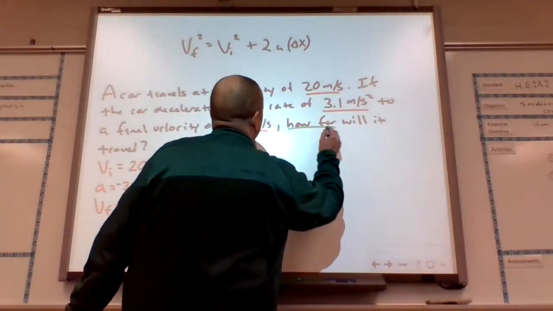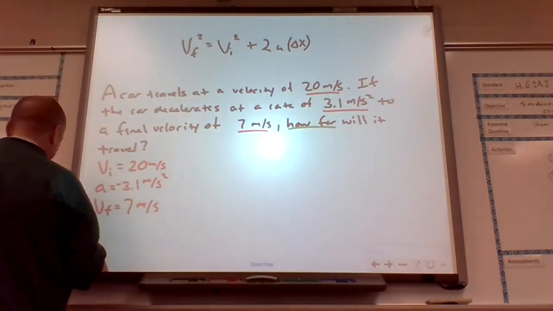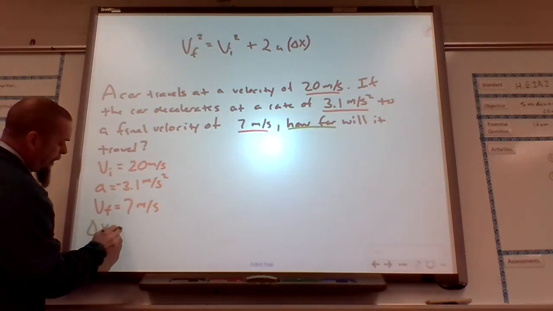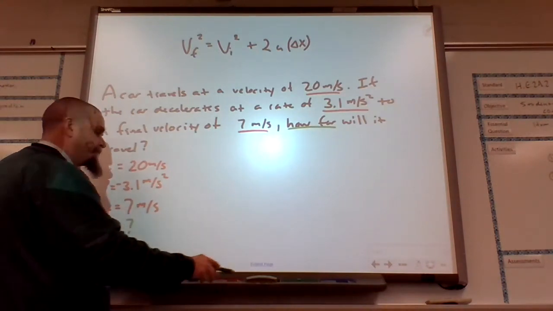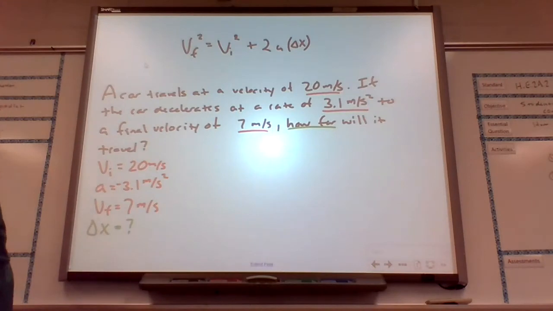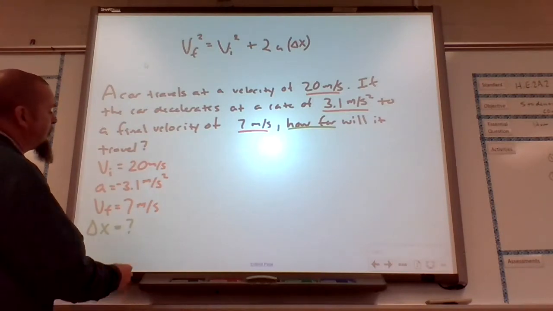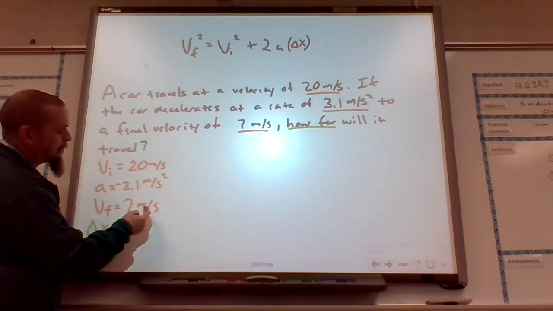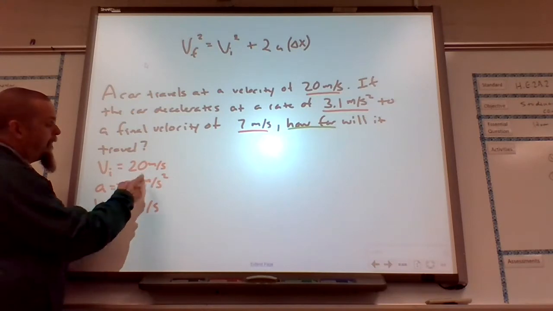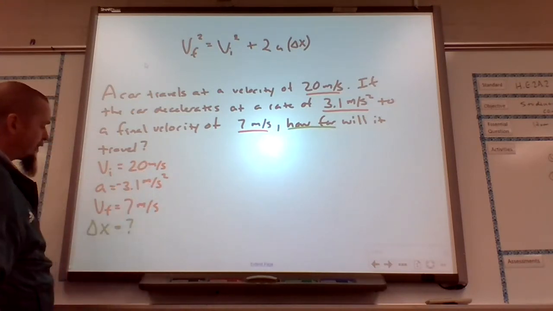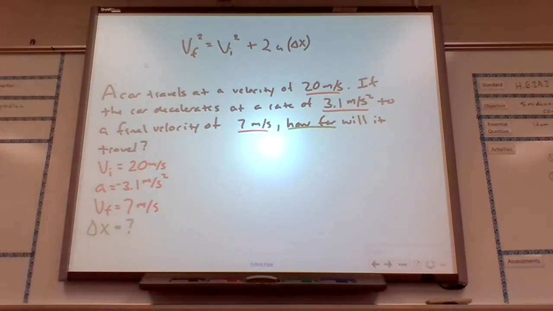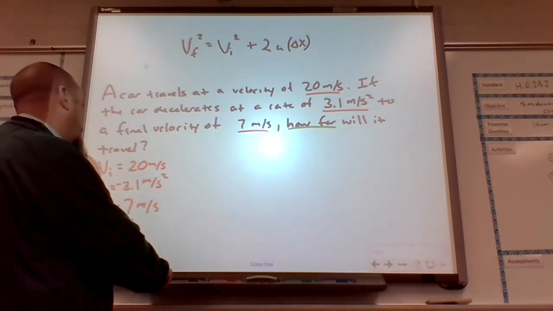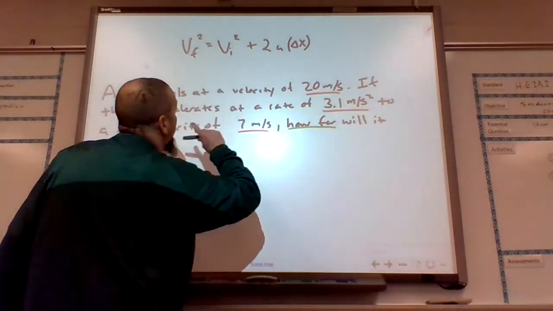Identify what we're trying to find. We're trying to find how far, and that is delta x. Now, just like the previous kinematic equation, we've got to make sure that all of our times and distances are the same. And we look here, all of our times are in seconds. That's great. And all of our distances are in meters. That's great too. Nothing to convert. All of our units are the way that we need them to be. So we can go ahead and start substituting into this equation to solve it.